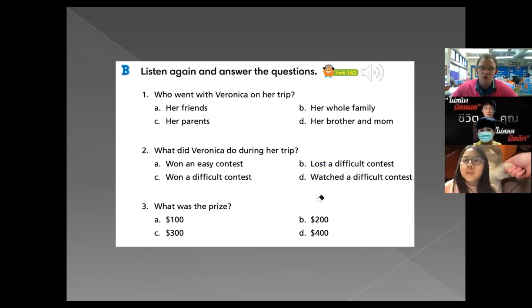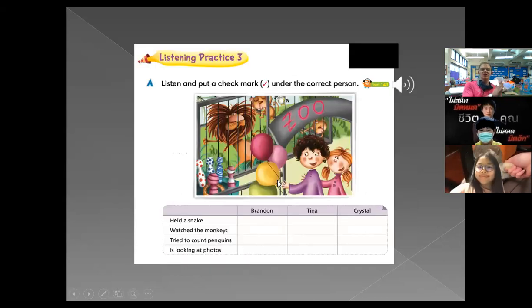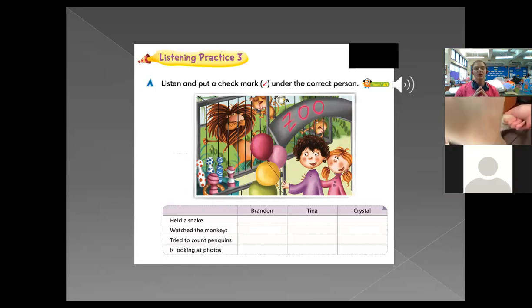So moving on to the next one, we have to wait. Okay, so all of them you had correct. Excellent. So going to the next one, we have to complete the table. These ones can be a little bit tricky, so we have to listen very carefully. They say here, listen and put a check mark under the correct person. So first, before we listen, let's just read the information so that we know what to listen for.